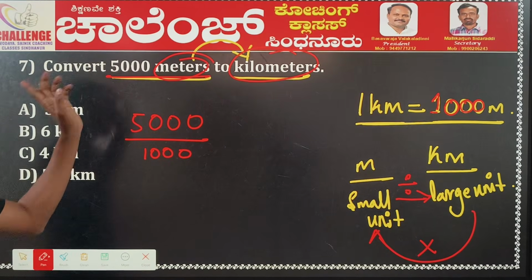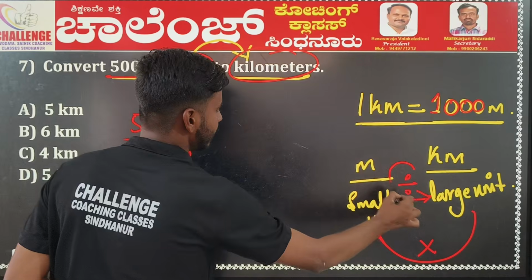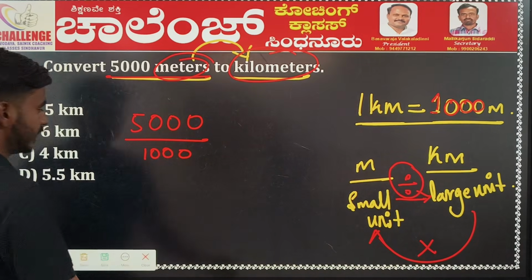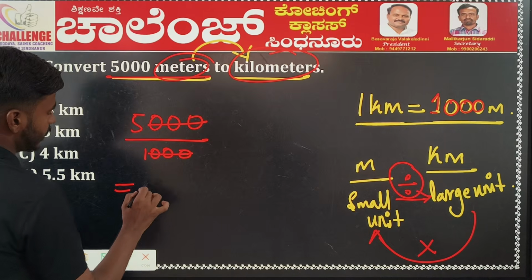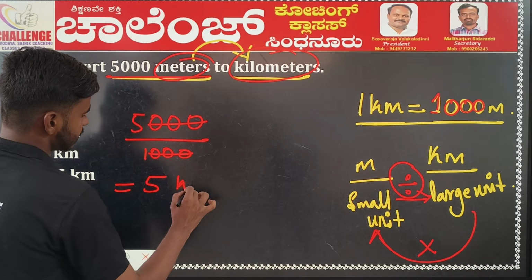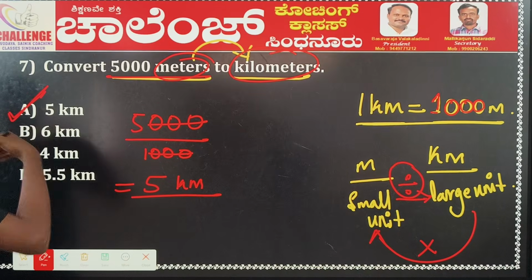When we are converting from a small unit to a big unit, we need to divide by 1,000. Here there are 3 zeros in 5,000, cancel 3 zeros, and the remaining will be 5. Then the answer is 5 kilometers. Option A is the right answer.